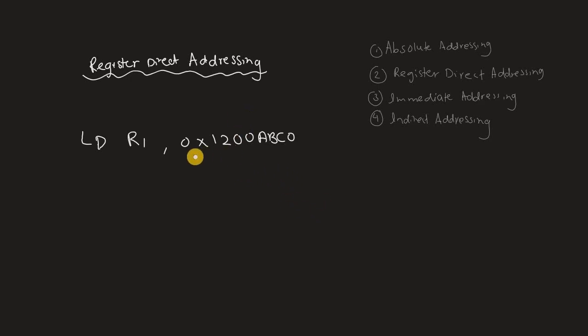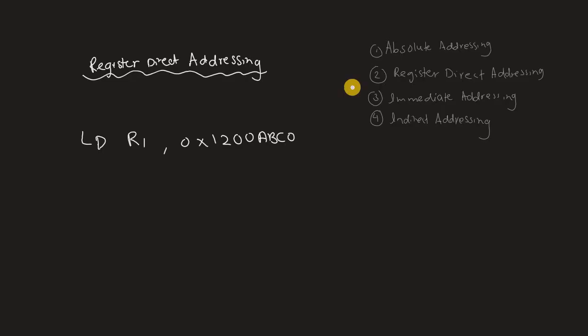Why? Because we're specifying an address over here, right? So it's an absolute addressing as well. So you know, an instruction can be more than one type of addressing. For example, this one is register direct and absolute addressing, so it can be more than one.